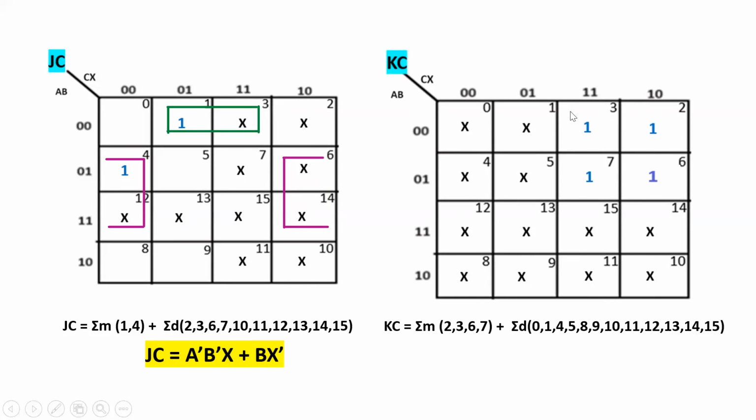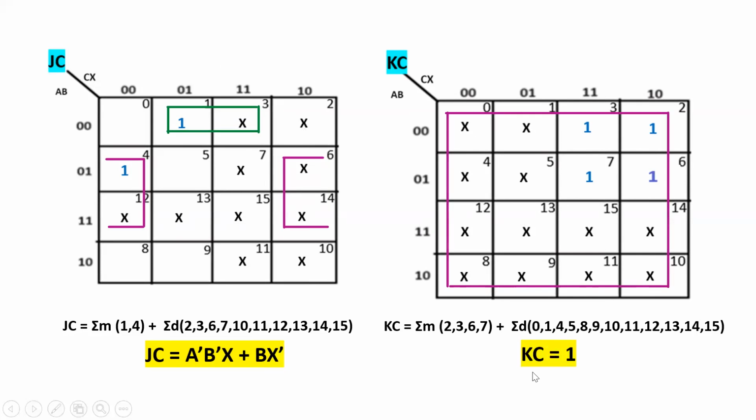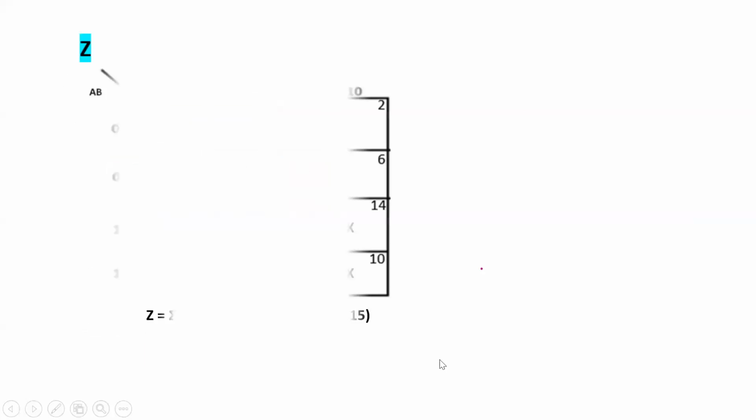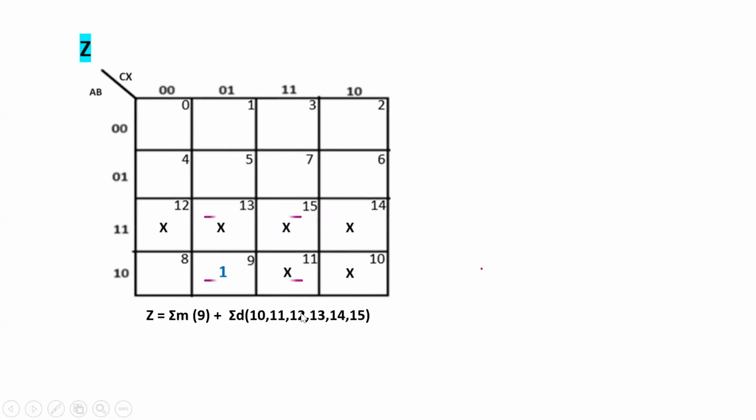For KC also, all the minterm boxes are filled with either ones or don't cares. So it is a single one group, so its simplified value is KC equal to 1. Similarly, for Z also, we have only one single one, and 10 to 15 are don't cares. So the equivalent simplified Boolean expression is Z equal to AX only.